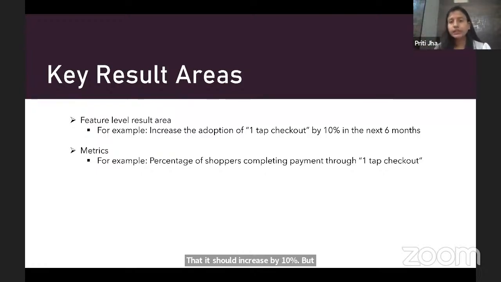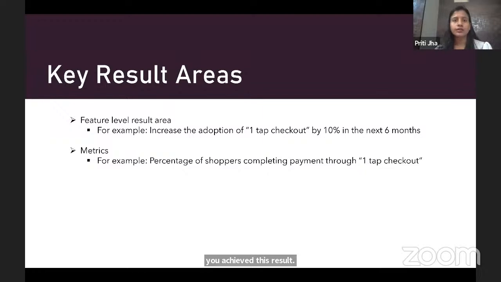But then you would also need to, firstly, if this is your result area that you're going to focus on, how are you going to push data to it? What is it that is going to help you understand whether this actually happened, whether you achieved this result? Those are going to be your metrics.